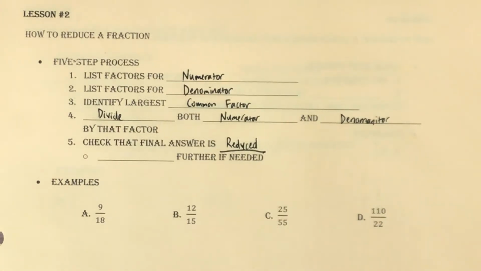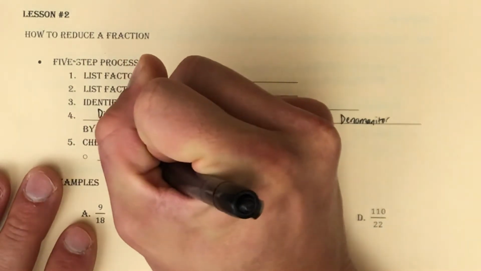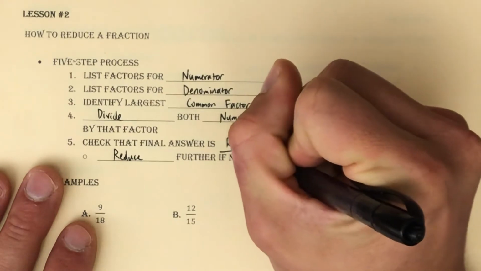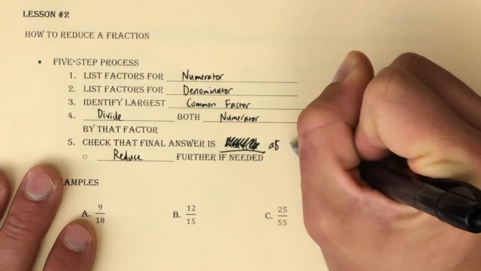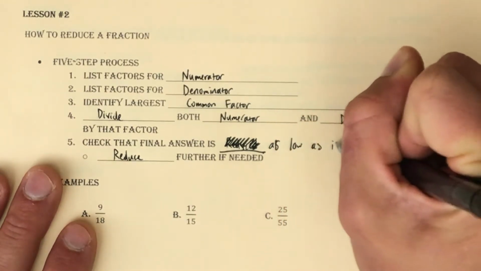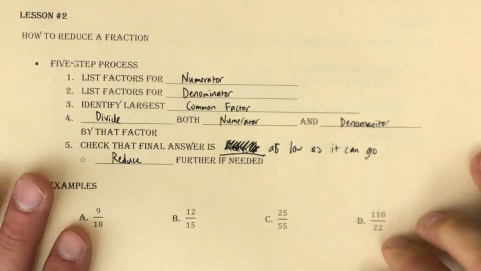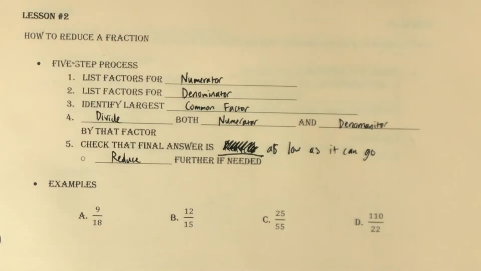And if it's not, then we need to make sure that we reduce further as needed. Excuse me, I got that backwards. So we're going to check that the final answer is as low as it can go. So did we actually find the biggest factor that went into both? And if we did, then we shouldn't have to reduce any farther. If we just found a factor that went into both, sometimes that means we're going to have to reduce more. I apologize, I got that mixed up a little bit in my order, but we're going to check that the final answer is as low as it can go, and then we're going to reduce further if needed.